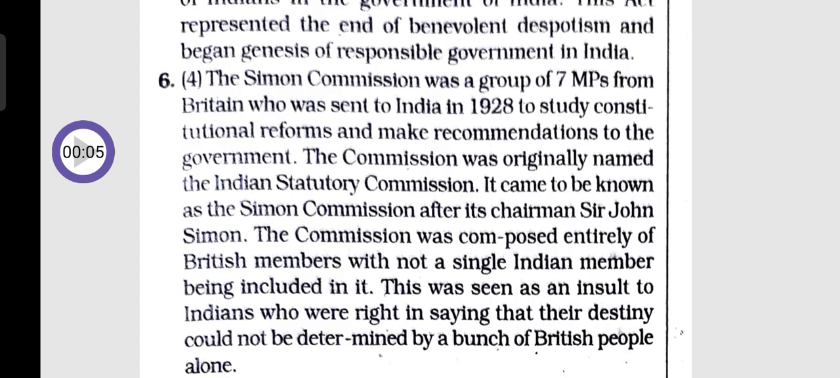The commission was composed entirely of British members, with not a single Indian member being included in it. This was seen as an insult to Indians, who were right in saying that their destiny could not be determined by a bunch of British people alone.